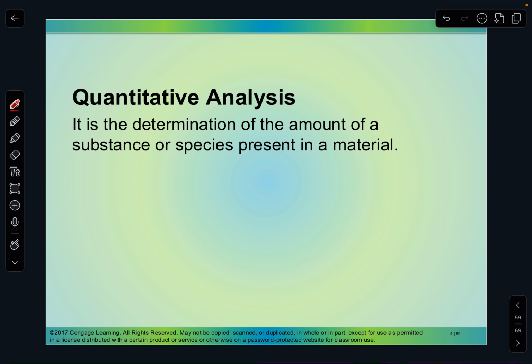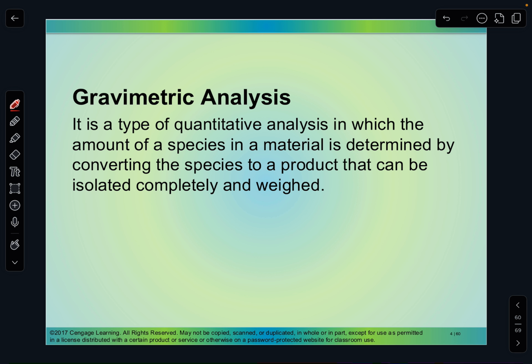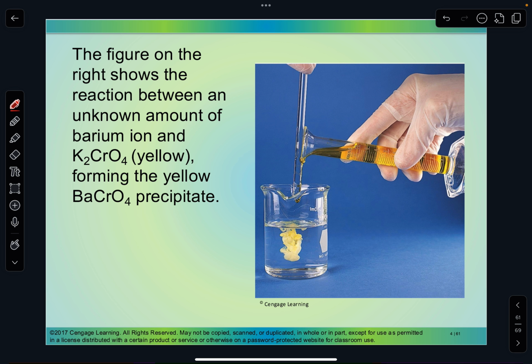All right, so that is the technique that we use for molarity. Let's talk about quantitative analysis. This is how we would determine the amount of a substance or species that is present in a material. And we also have gravimetric analysis, and this is usually when we're talking about mass. We're converting the species to a product that can be isolated and weighed. Let's give some examples. We have a reaction between an unknown amount of barium ion and potassium chromate, forming barium chromate. If we wanted to know how much of the barium ion we started with, we would have to know how much of the barium chromate we made.